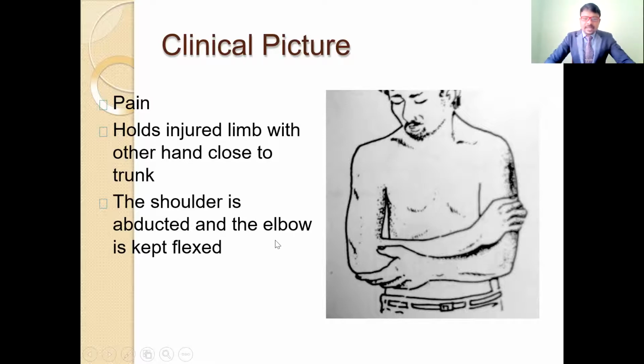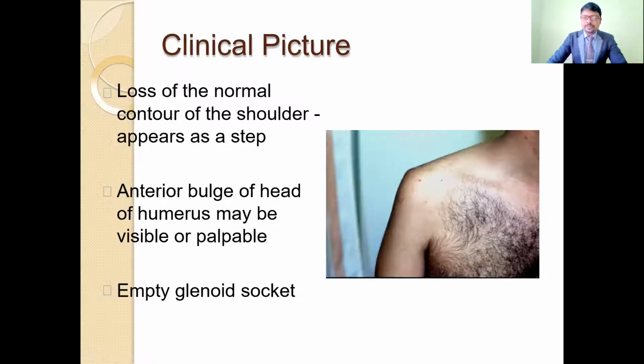The shoulder is abducted and the elbow is kept in flexion. To prevent further stretch, the patient keeps the shoulder abducted and the elbow slightly in flexion. So these are the common symptoms we are going to find if anybody comes with a shoulder dislocation.